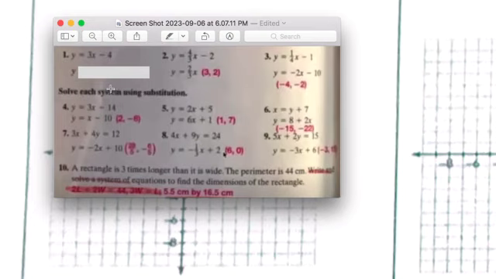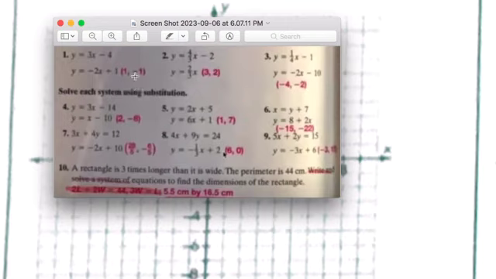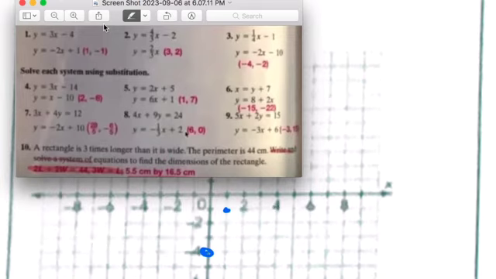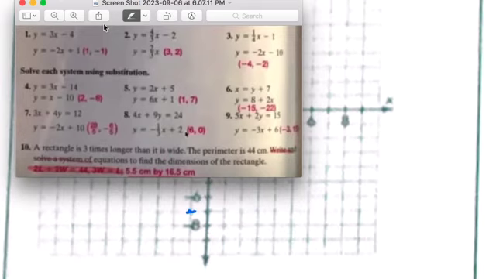First graph the first one. This first one here, graph that one. The y-intercept is at -4. See that right here? That's the y-intercept, that's -4. So you start out at -4 and you go up 3 over 1. The slope's up 3 over 1, up 3 over 1, and go the other way, down 3 over 1, down 3 over 1.